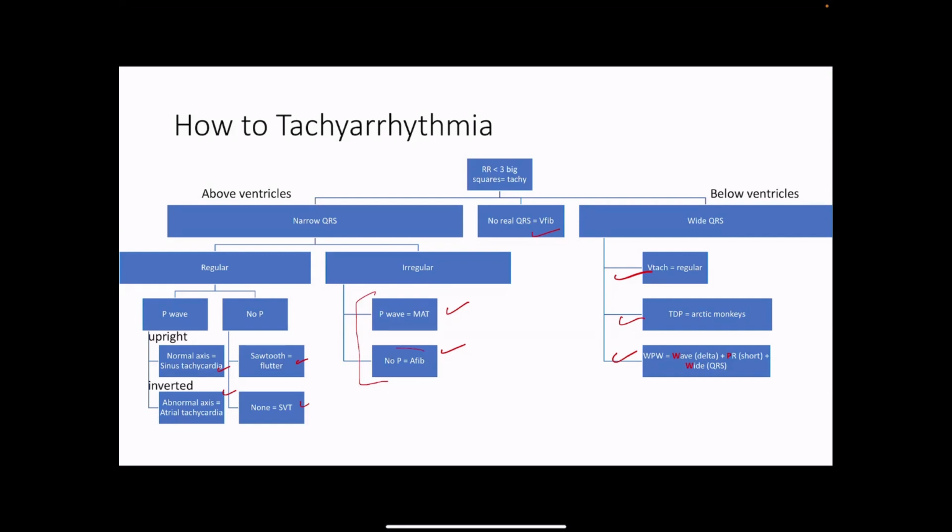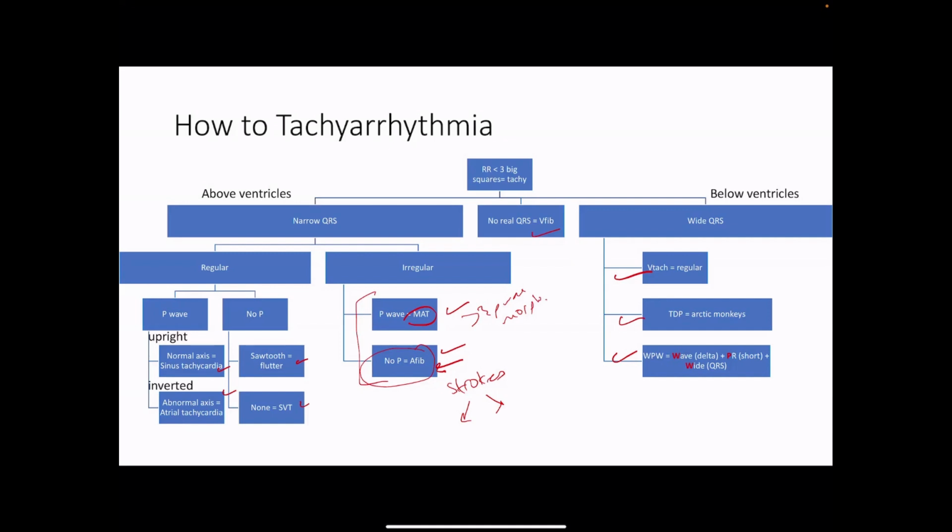Atrial fibrillation just looks like mini vibrations, barely any atrial contraction, very life-threatening. The biggest complication of atrial fibrillation is strokes because of the blood clots that can happen. So remember, when we treat AFib, we need to give anticoagulants and antiarrhythmics or rate control. For multifocal atrial tachycardia, you have 3 or more P wave morphologies.